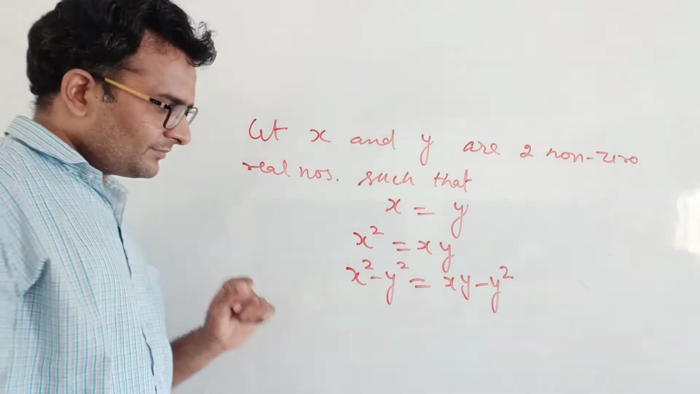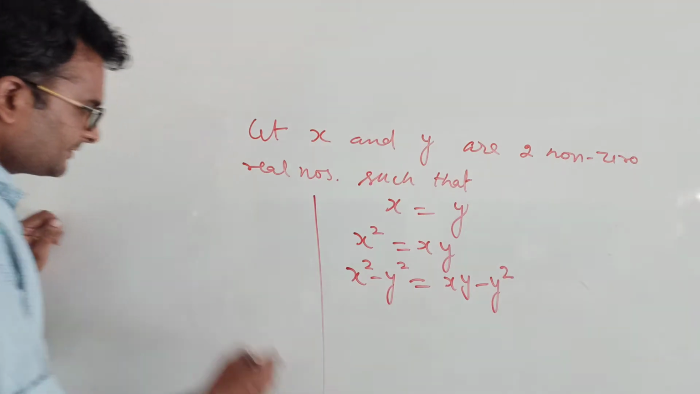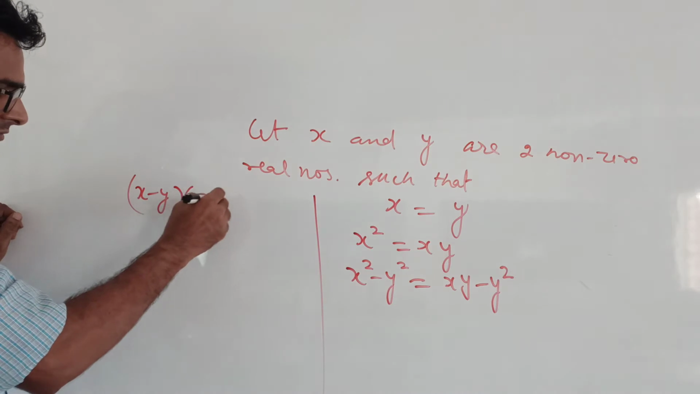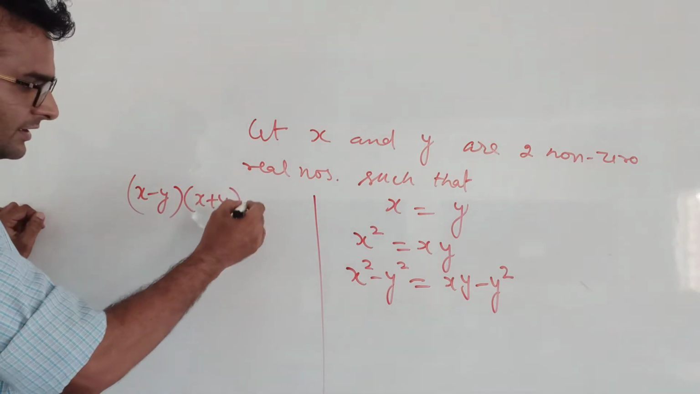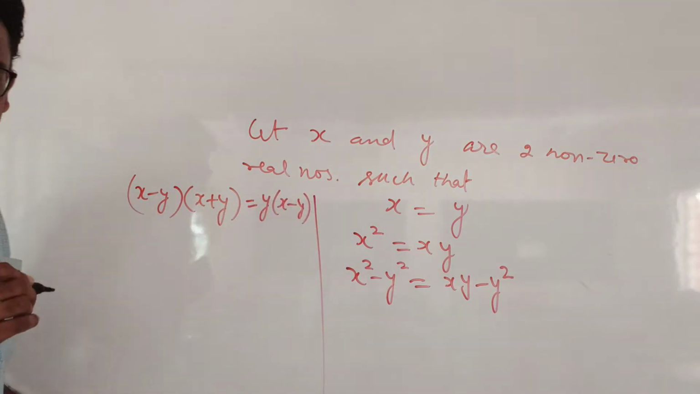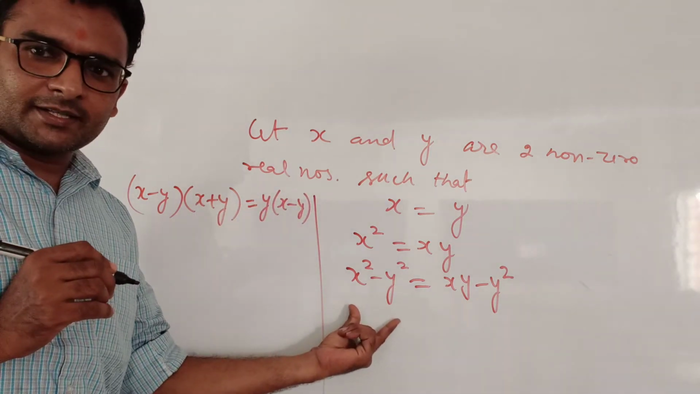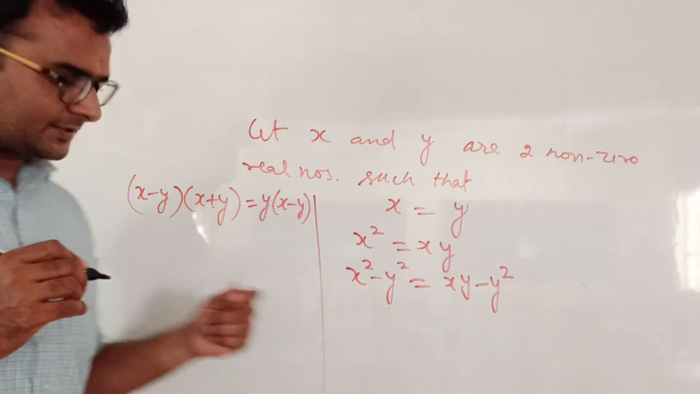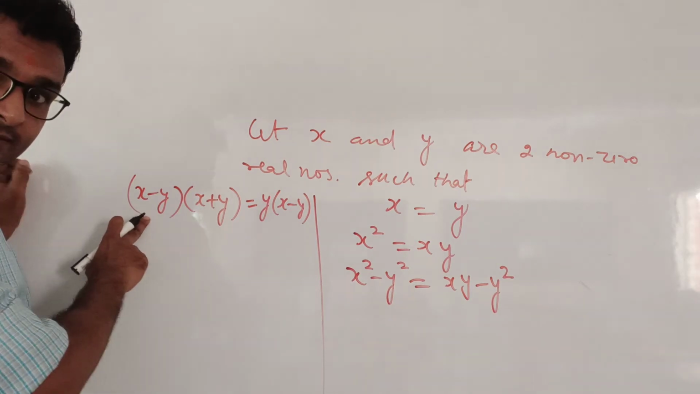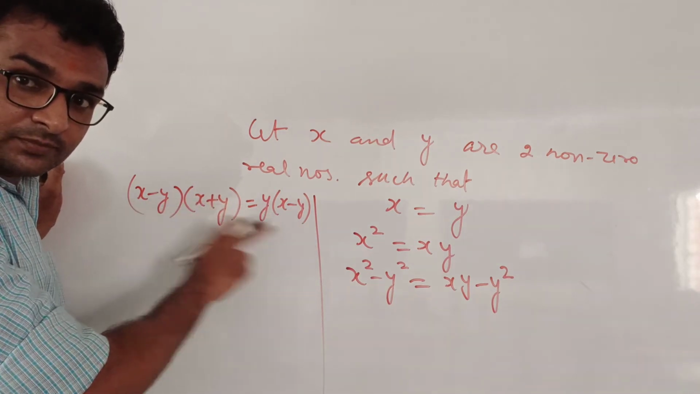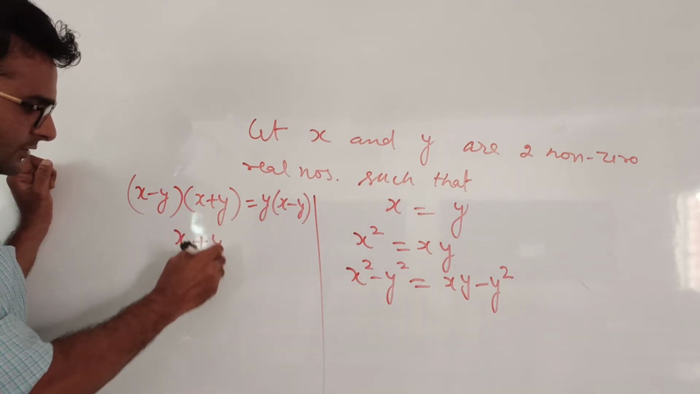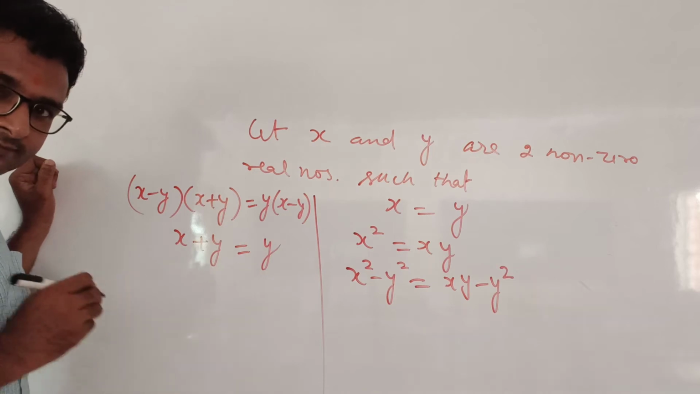Now look at the next step. This can also be written as (x minus y)(x plus y) is equal to y(x minus y). The a square minus b square identity I have applied here. If I remove the common factor from both sides, x minus y and x minus y, it will remain x plus y is equal to y.